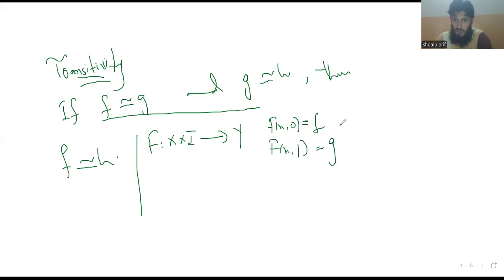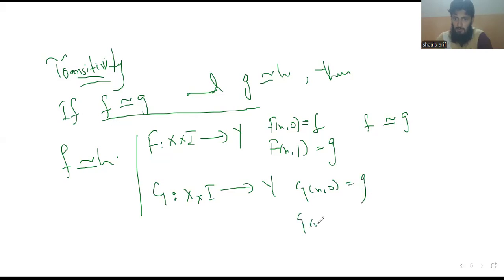is equal to g, which means f is homotopic to g according to this map. And G is a homotopy according to the given condition for X. This is a continuous map from X cross I to Y such that G(x, 0) is equal to g and G(x, 1) is equal to h. So we have to construct a map which will show f is homotopic to h. So how can we construct it?